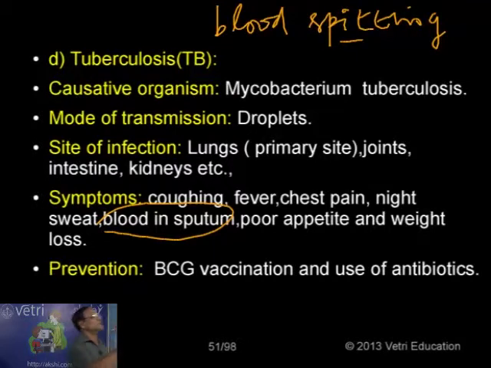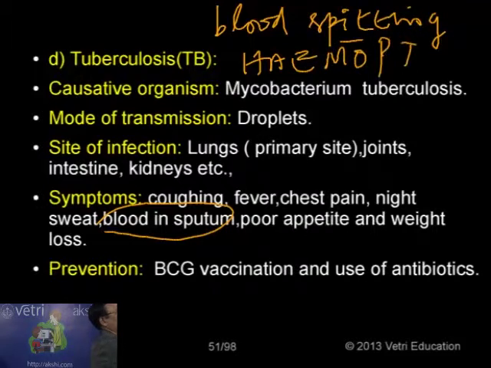And this condition is called hemoptysis. Blood spitting, or hemoptysis, is one of the major symptoms of tuberculosis. While spitting or while coughing, the blood is coming out along with the mucus, or what is called the sputum.